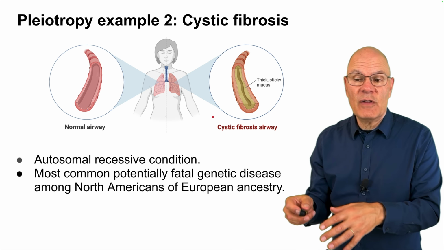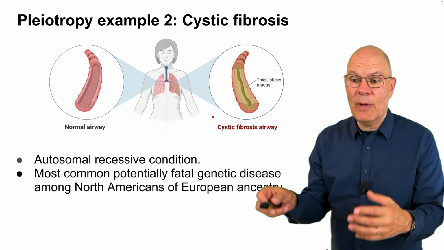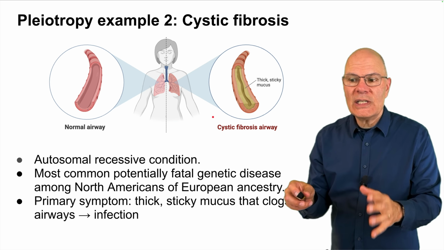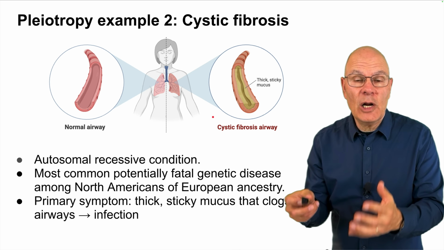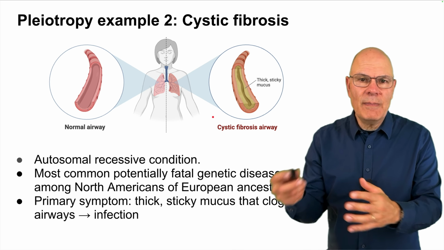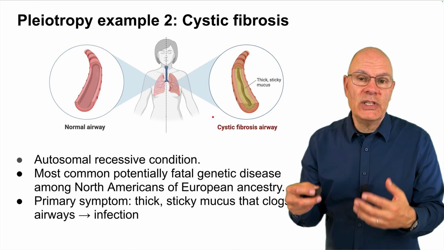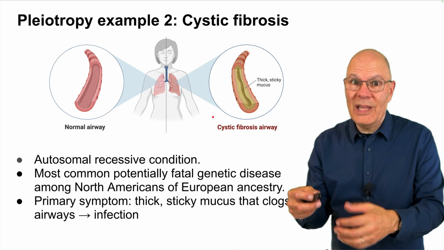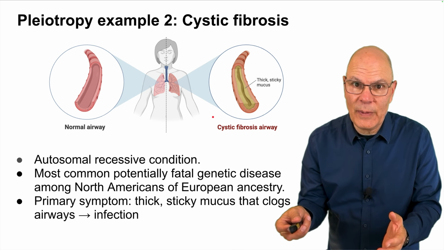In this case, cystic fibrosis is the most common, potentially fatal genetic disease among North Americans of European ancestry. The primary symptom is thick, sticky mucus that clogs airways, leading to infection. And again, in recent medical history, this disease has gone from being one that was invariably fatal during childhood to one where people with the best medical care are now living nearly normal lifespans.